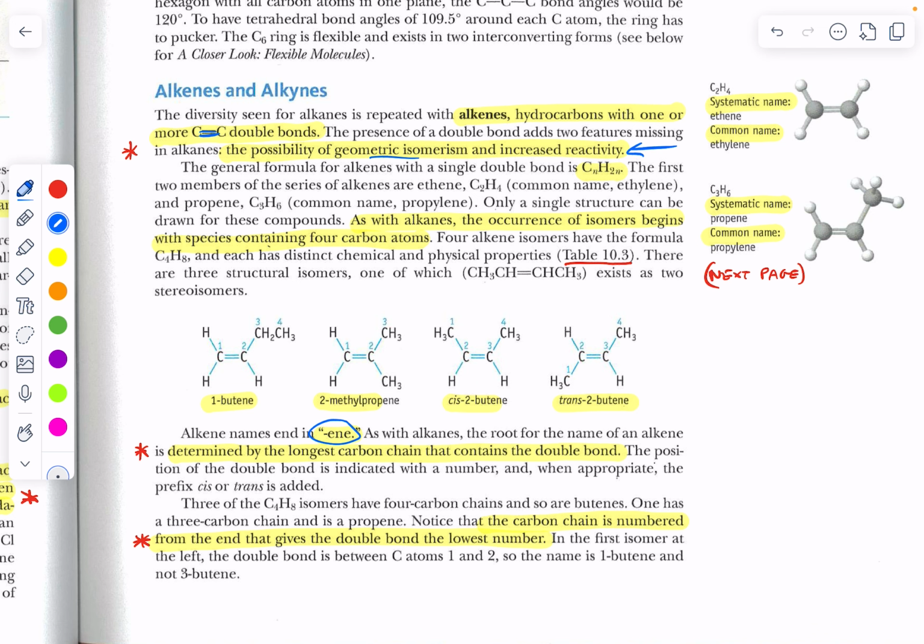Another thing we should point out is that, as with alkanes, when we talk about the occurrence of isomers, we always talk about species containing 4 carbon atoms or more. It's kind of hard to have an isomer of your hydrocarbon if you only have 3 carbons. There's no other way to arrange 3 carbons but one after the other, 1, 2, 3. As soon as you have 4 carbons, you can get rid of one of those, make a branch, and still have 4 carbons. So you have to have at least 4 carbons to begin to have isomers. And we'll look more at table 10.3 in just a minute.